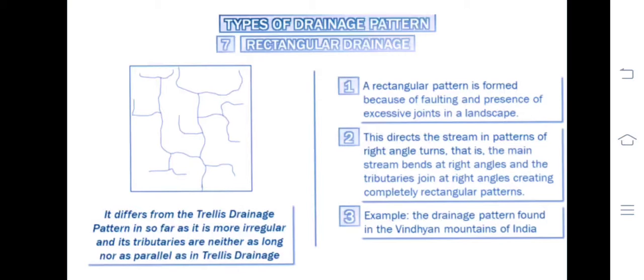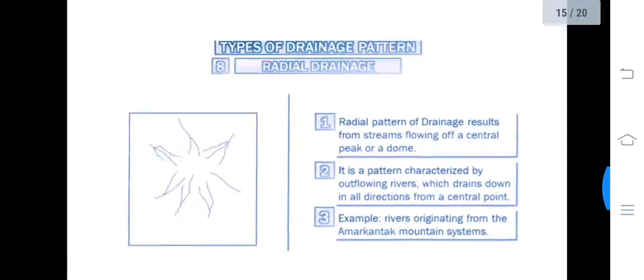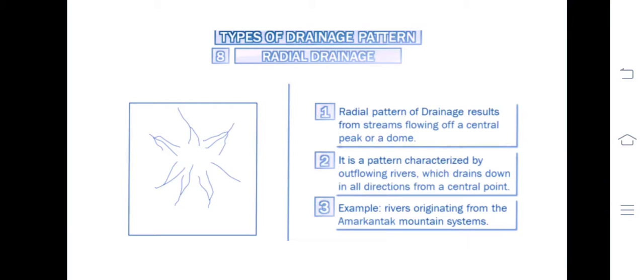One tributary meets another at 90 degrees, and in this way it forms a rectangular pattern. Example, the drainage pattern found in the Vindhya mountain system of India. They follow the rectangular drainage pattern. Now we will see radial drainage, very simple. From the source, or from anywhere, water will go in different directions. That is the radial pattern.